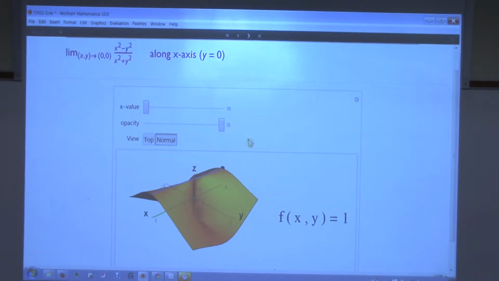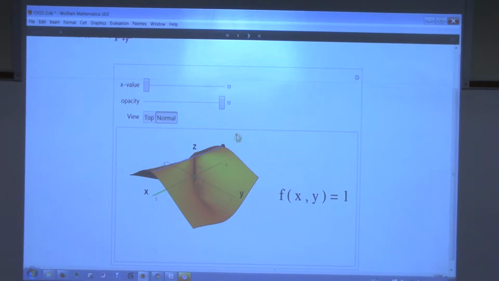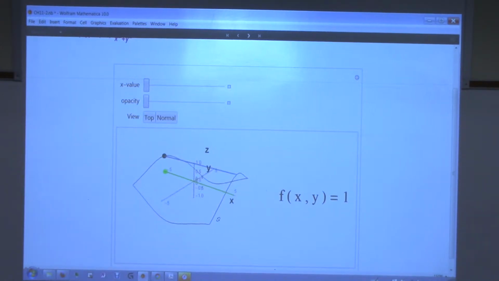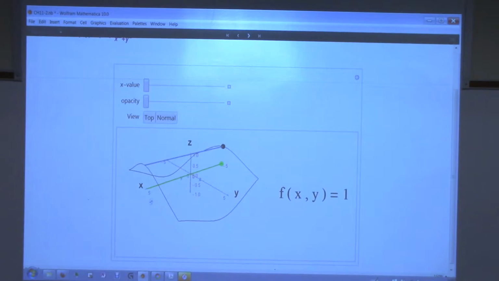All right, this is along the x-axis. So what I'm going to do is take the surface out completely, just so you can see what's happening. Along the x-axis, see that green dot? The green dot is just the input, and the black dot is the output of the function. Do you see that as the x value moves along, the z value is just staying up there at 1?